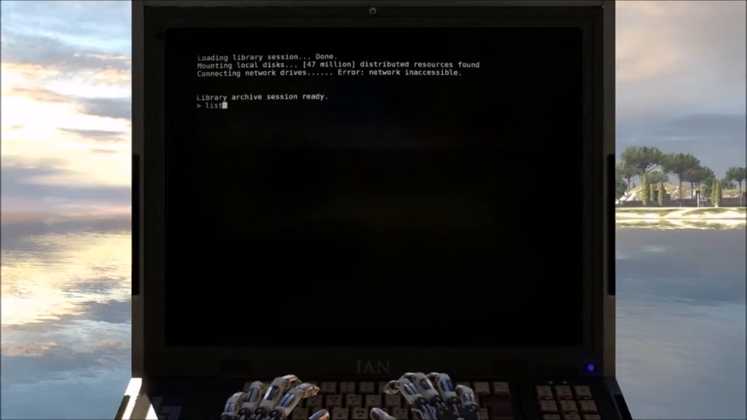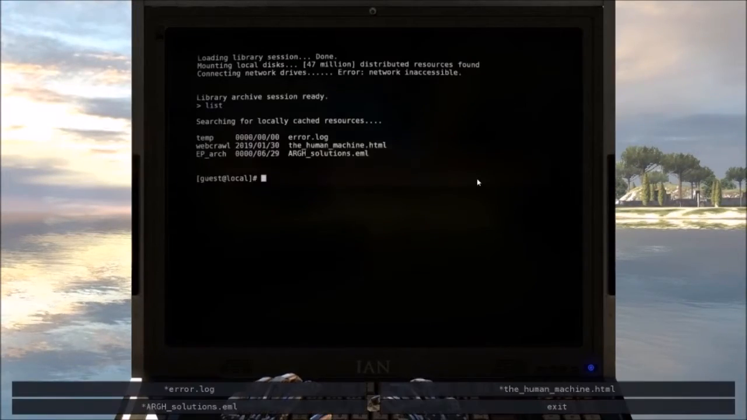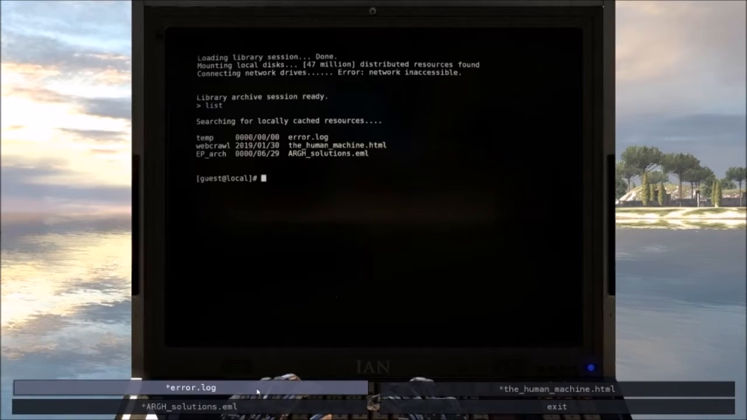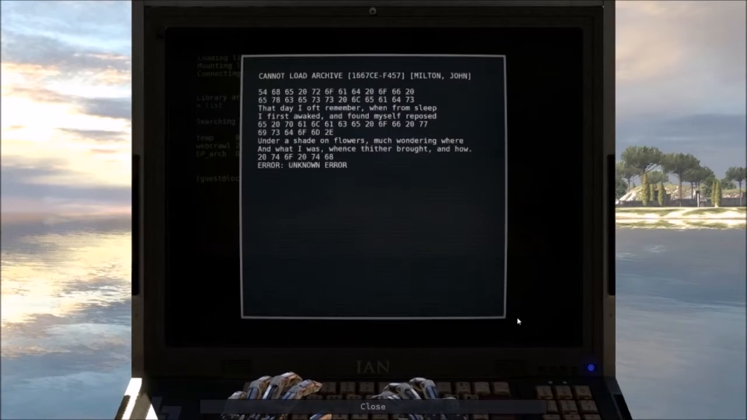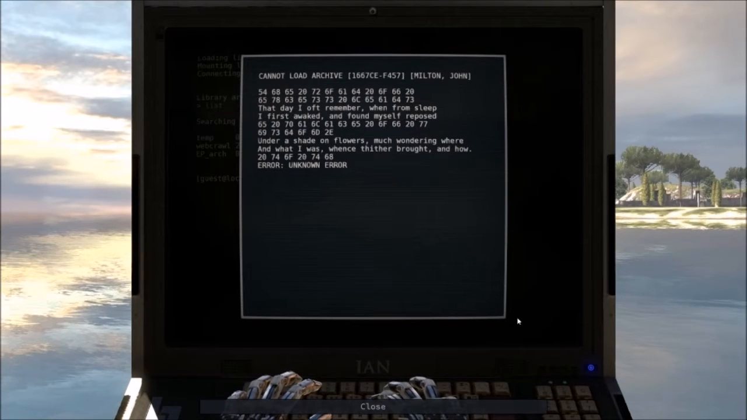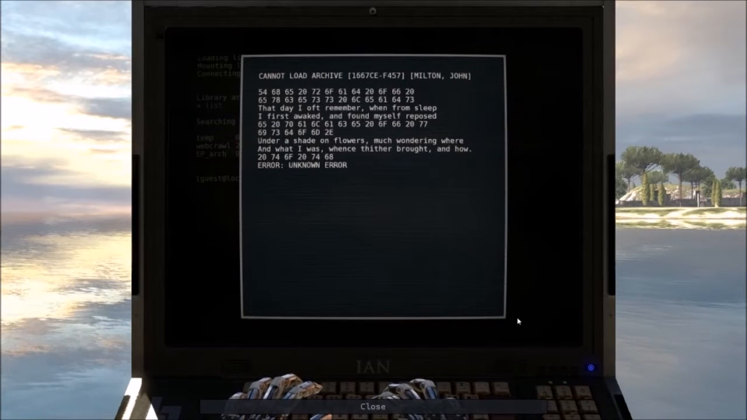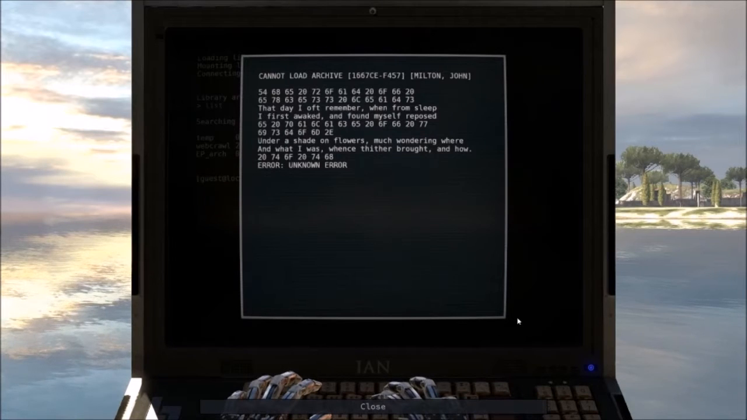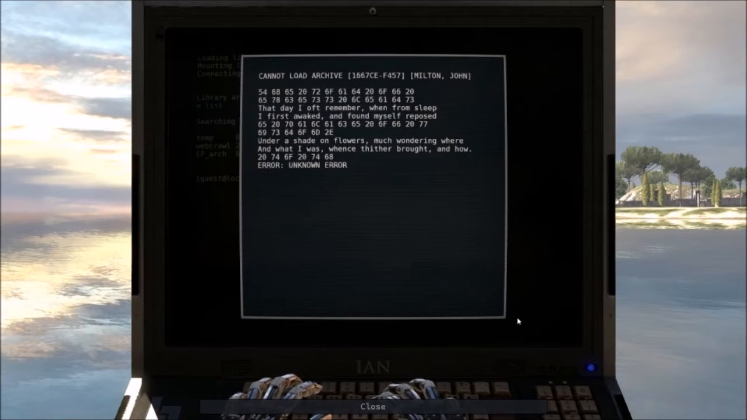Error log. That day I oft remember when from sleep I first awakened and found myself reposed under a shade on flowers, which wondering where and what I was, hence thither brought and how.